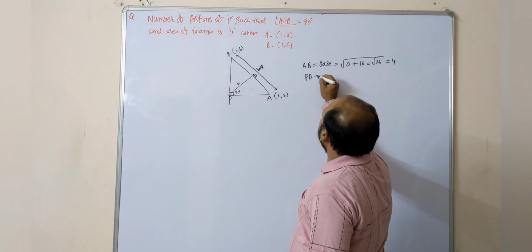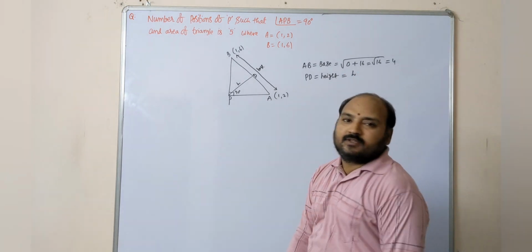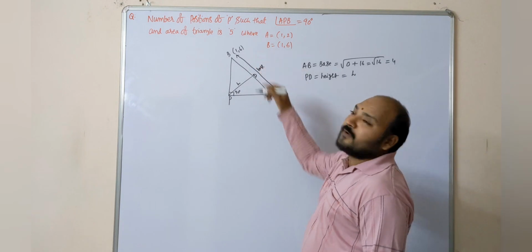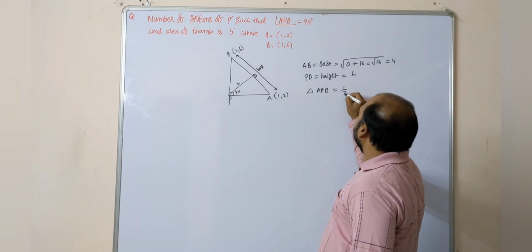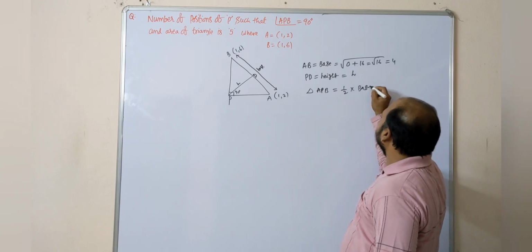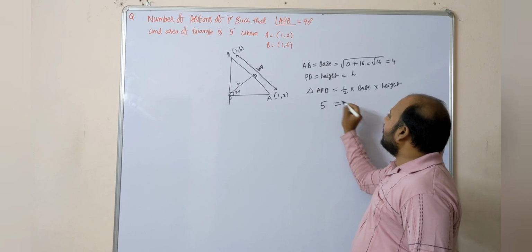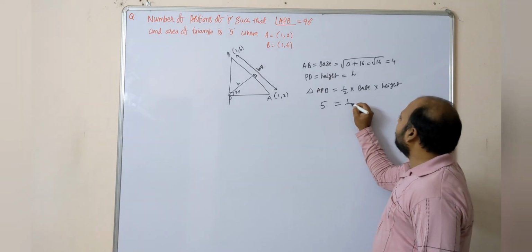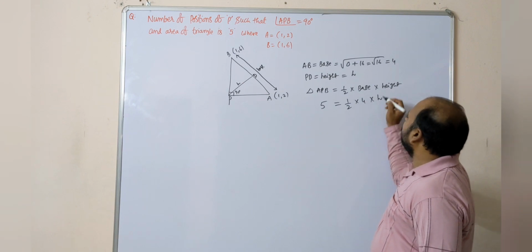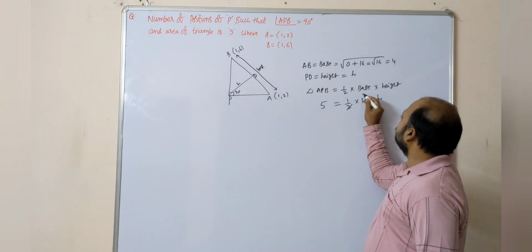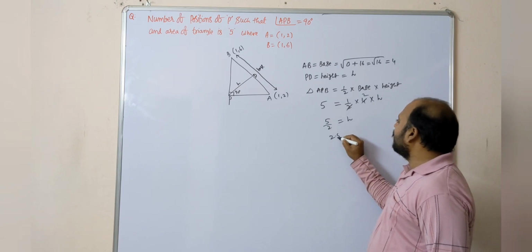So PD is equal to the height. That is equal to h, I am taking. But this area is given as 5 units. Area of triangle APB is equal to half into base into height. So that is equal to 5. Half into base, the value we got is 4, into height, which we don't know. So 2 ones are 2, 2 twos are 4, so 5 by 2 is equal to h. That means 2.5 is equal to h.